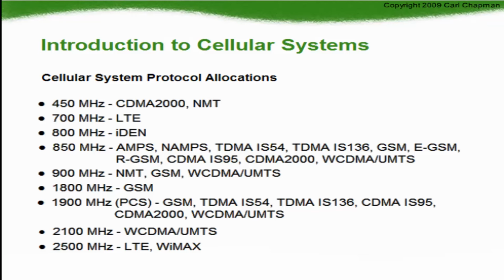Many of the technologies we have discussed can be used in multiple frequency bands. For example, GSM can be used at 850, 900, 1800 and 1900 MHz. When talking about a particular cellular operator system, it is important to specify both the protocol and frequency band to avoid confusion, for example GSM 900, or TDMA 1900.